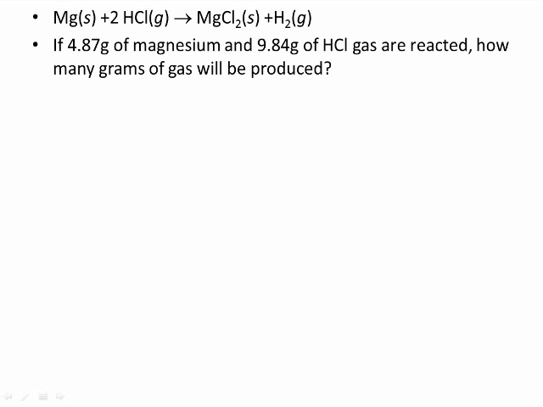If we have magnesium plus hydrochloric acid goes to magnesium chloride and H2, so same reaction, but we have different amounts given. How many grams of gas will be produced? Well, grams of gas, this is the only gas there, how much H2 will be produced. First we have to figure out what the limiting reagent is, and then we can figure out how much excess. So we also want to know how much is in excess. That was not written down there. We're just going to do our standard problems.